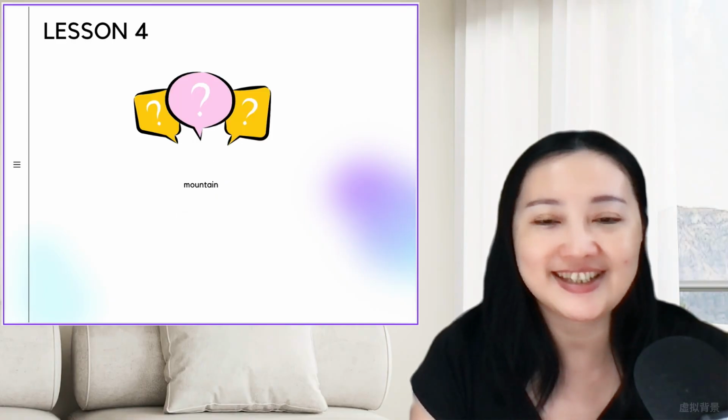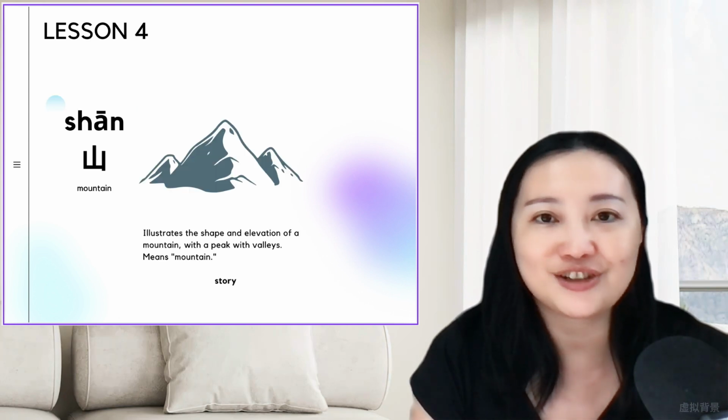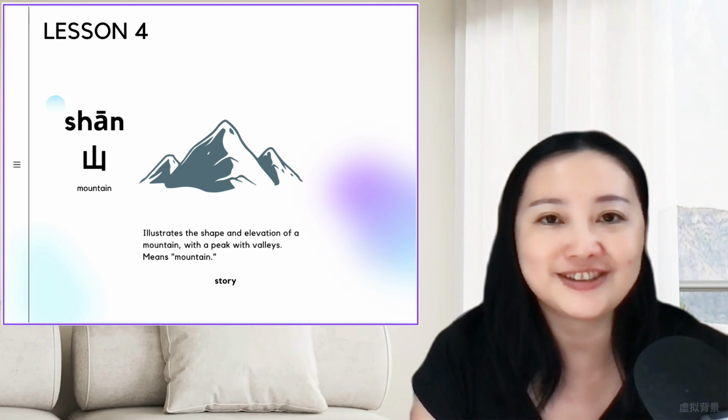Alright, so the second Hanzi of this lesson would be mountains. How to say mountains in Chinese? It is 山. Once again, 山. So how's the story for these characters? It illustrates the shape and the elevations of a mountain with a peak and also the valleys.